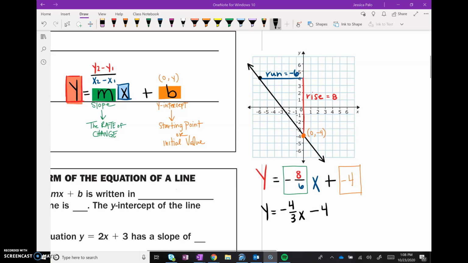We also know that the slope of this line is negative just by looking at the graph. The line is falling from left to right. That means it's a negative slope.